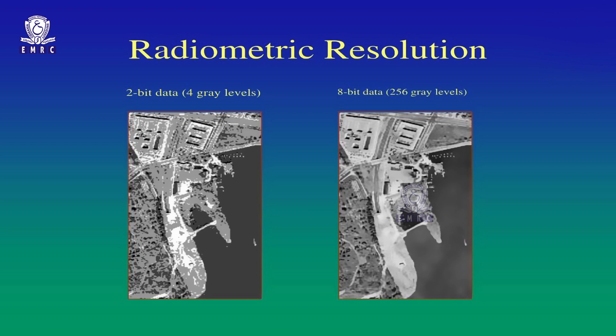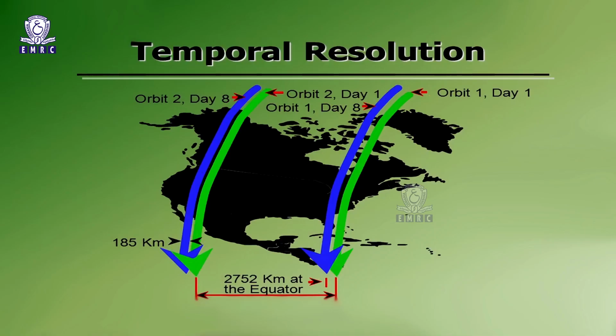Radiometric resolution is the capability to differentiate the spectral reflectance or emittance between various targets. This depends on the number of quantization levels within the spectral band. Temporal resolution is the ability to observe the same part of the Earth's surface at regular intervals of time. Temporal resolution is advantageous in monitoring the agriculture or vegetative cover of the surface.